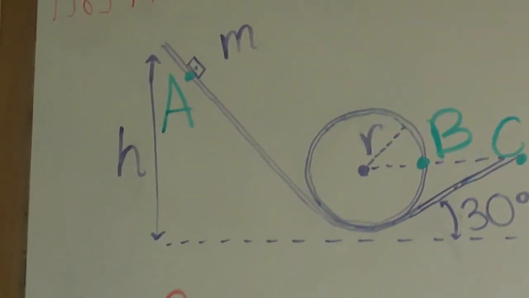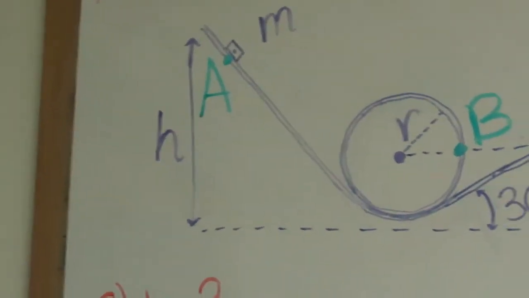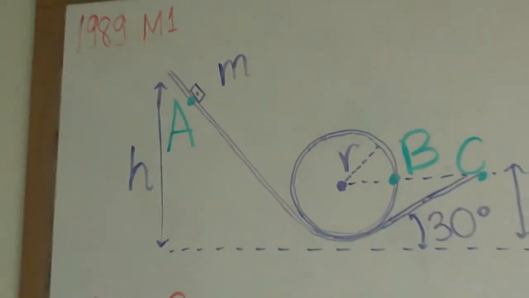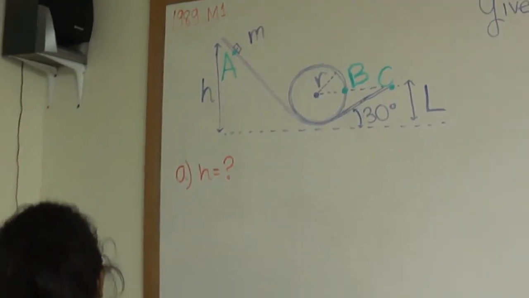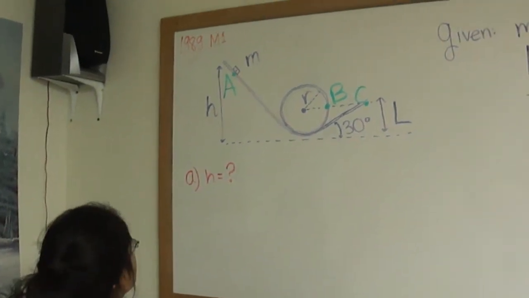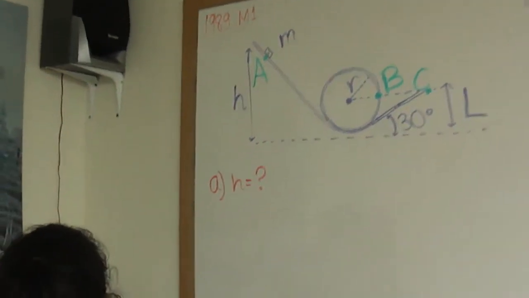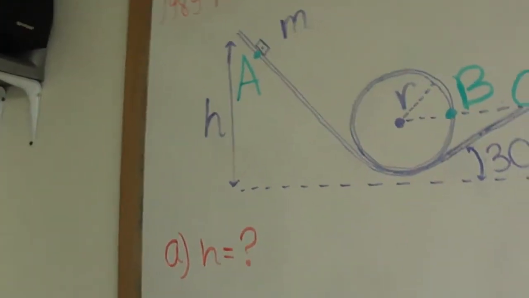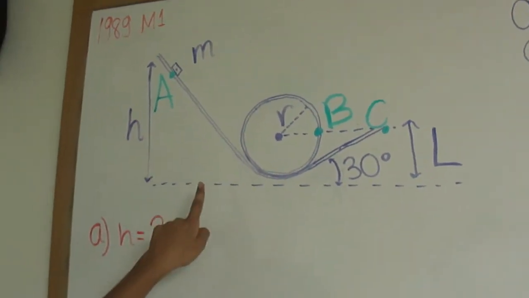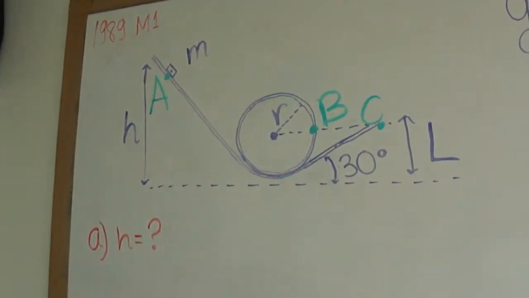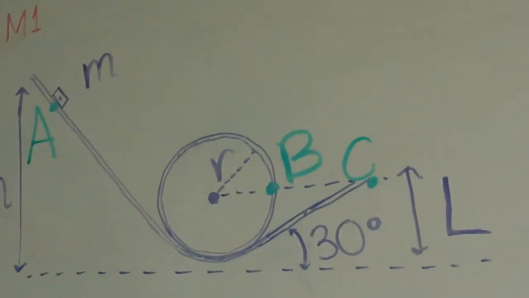Today we'll be doing a 1989 APC physics question. This question starts off with a 0.1 kilogram block, which is released from point A, as shown in the diagram. This block then goes down the inclined ramp, going a vertical distance of h.